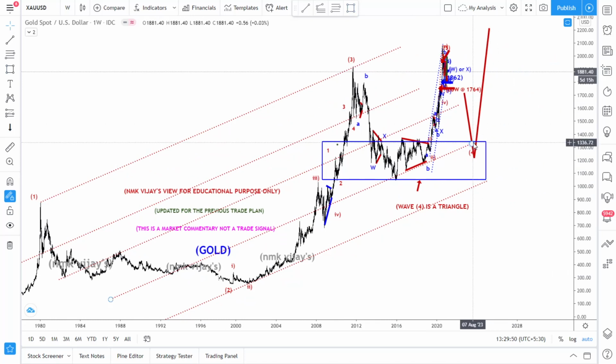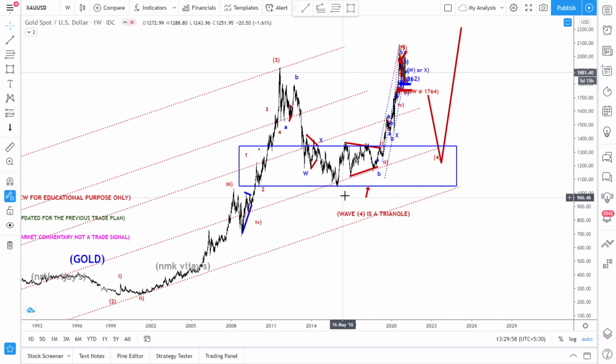So the first target I'm looking for is 1336, the trend line, and the next trend line it has come to is 1040. So let's see how it makes. But it can make a triangle also. Mind that, because we are in the fourth wave, it could be an irregular flat or running flat, and then again it can shoot. Or if the fourth wave is a triangle, this is the A, B, C, D, E, and then again it can go back to make the fifth wave.